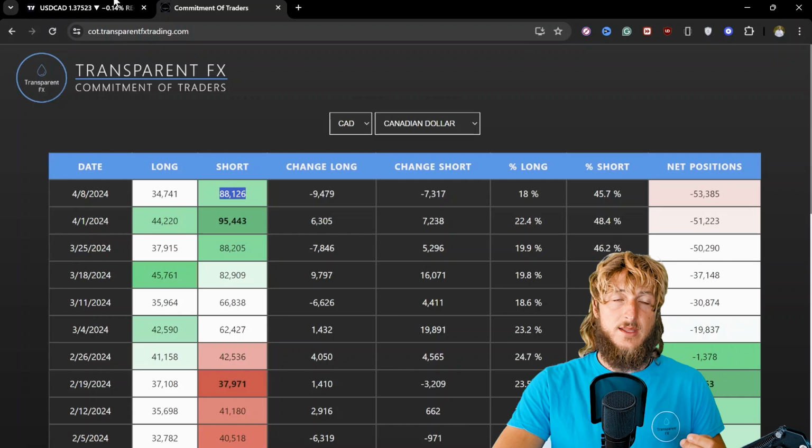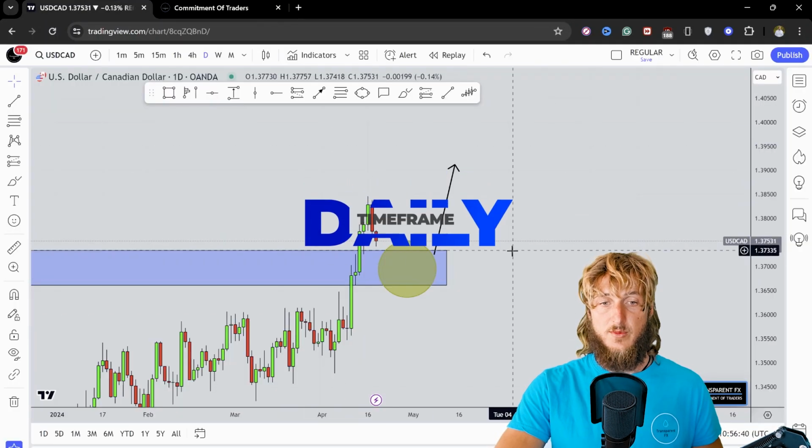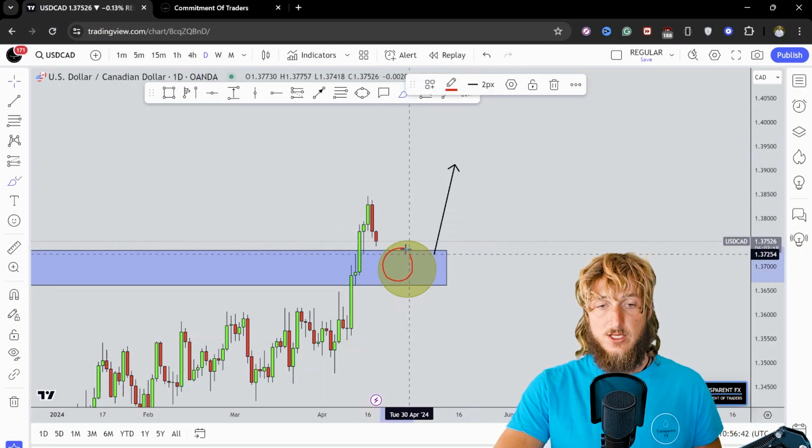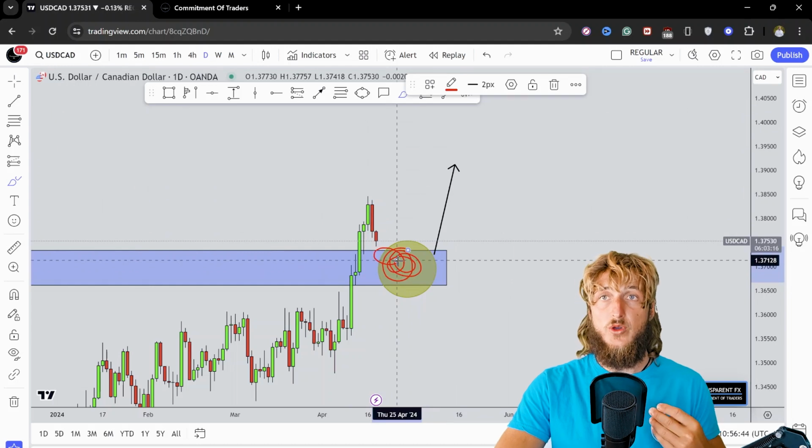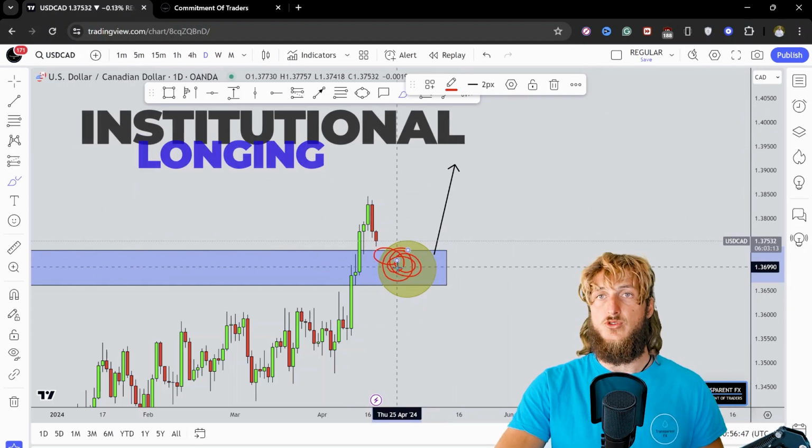And keeping that in mind, if we move back to the technical side of the market, we have to remember that inside of a confluence of support area, that is where we could expect even more institutional longing.